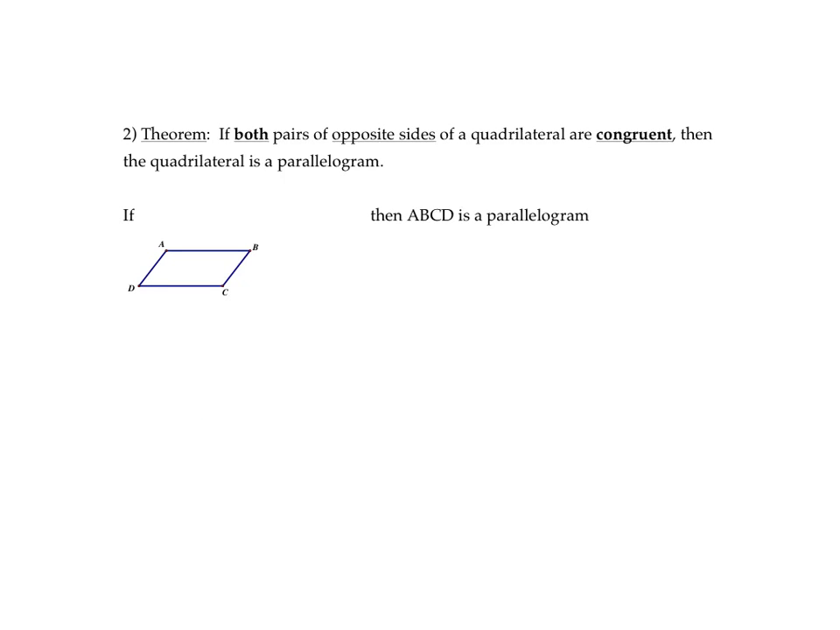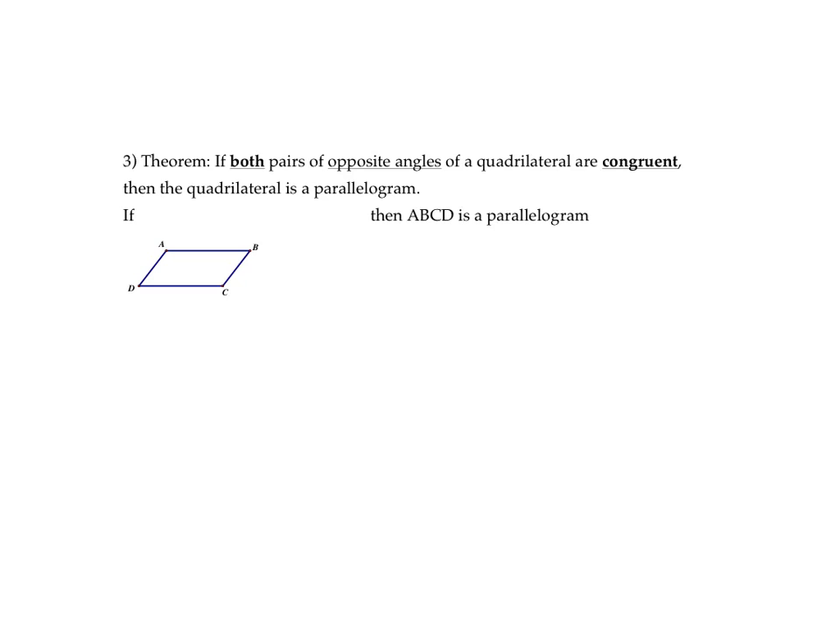The second way we can prove that a quadrilateral is a parallelogram is by using a converse of one of our earlier theorems. If we show that both pairs of opposite sides are congruent, then the quadrilateral is a parallelogram. So if we can show that line segment AB is congruent to DC this time, and at the same time line segment AD is congruent to BC, then we have a parallelogram for sure.